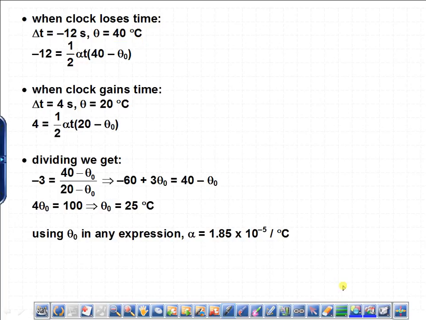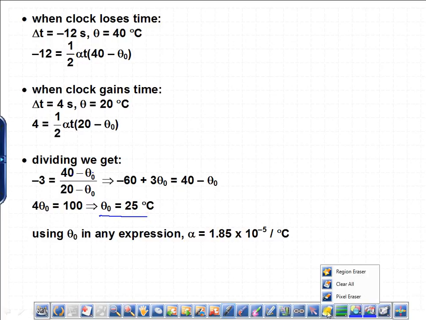And when the clock gains time, that is in the winter season, it is given to us as 4 seconds, and at that time the temperature is 20 degrees Celsius. So that gives us the framing of the second equation. So if we divide these two equations, that is minus 12 by 4, that is minus 3, half alpha t will be cancelled, 40 minus theta 0 upon 20 minus theta 0. So that on solving gives us theta 0 as 25 degrees Celsius.